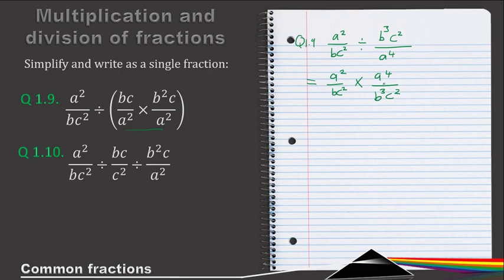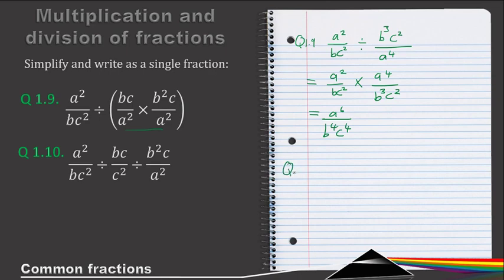So once again, we can't actually cancel because we have a b over here and here, but both are in the denominator, c and c both in the denominator, and a both in the numerator. So simply just multiply them out. We have a to the power of 2 times a to the power of 4, so that gives us a to the power of 6 over b to the power of 4, c to the power of 4.